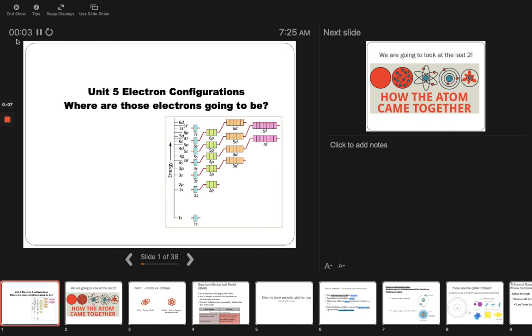Hi, chemistry students. This is your lesson on electron configurations. Where are those electrons going to be? And this is part 1.